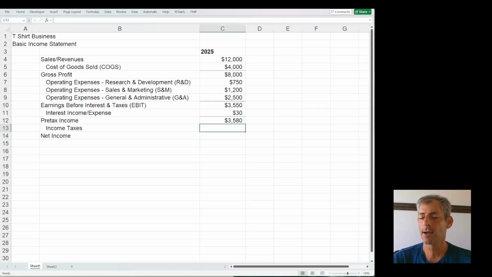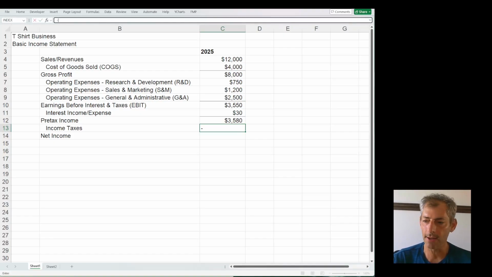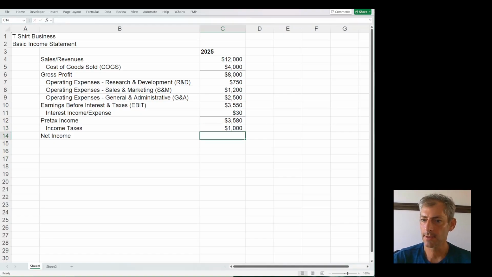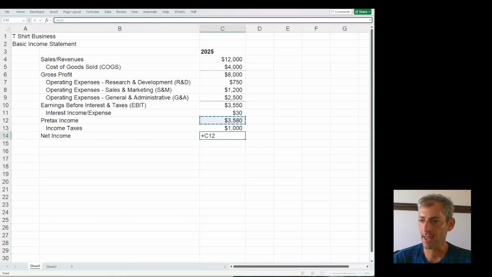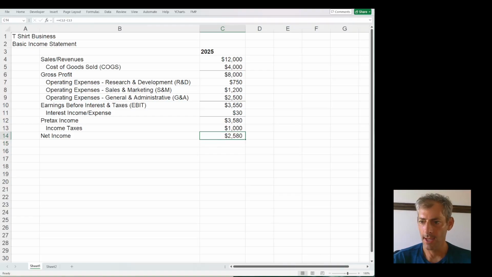So at the end of the year, when they report to the government that they made $3,500, the government's going to send them a bill and say, okay, you owe X percentage in taxes. And maybe in this situation, it might be 30% in taxes. So they might have to pay $1,000 in income taxes. So I'm going to subtract that $1,000 out of the 3,580 in this case, and then get 2,580. And that is referred to as the net income.